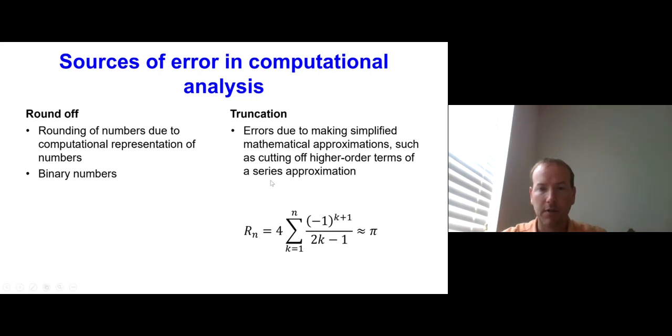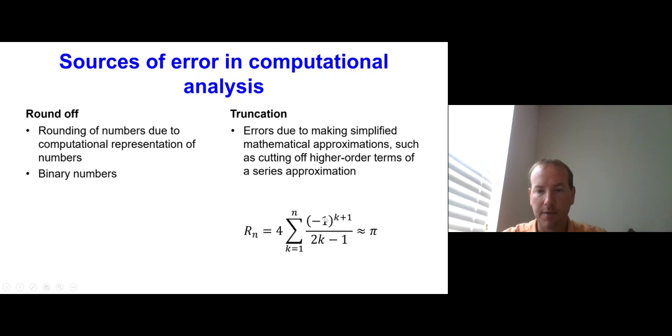And truncation error arises instead from taking simplified mathematical approximations to more complex formulas. An example of that is when we cut off higher order terms of a series approximation. Those simplifications are often necessary to analyze real biomedical data, but they have a consequence in introducing additional error into these approximations. And so one example of that would be in this series approximation or series formula for estimating pi.